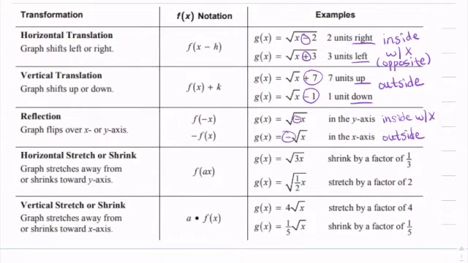Stretches and shrinks are just like they've been in the past. Horizontal is opposite. Remember, it's the reciprocal because we are inside, and inside is opposite. So a 3 on the inside is actually a shrink by 1/3. A 1/2 on the inside is a stretch by 2. And finally, vertical stretches and shrinks are more like we would think they are. The big numbers stretch us, and the smaller numbers, the fractions, are a shrink.